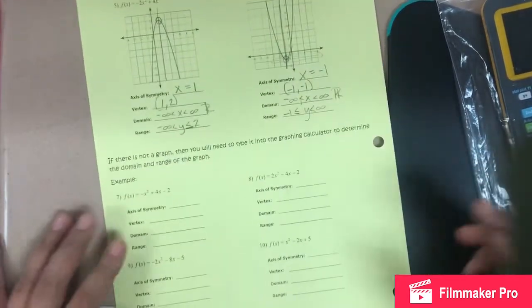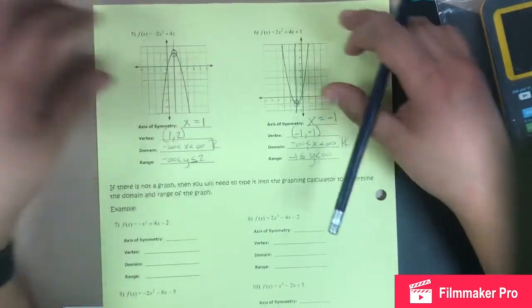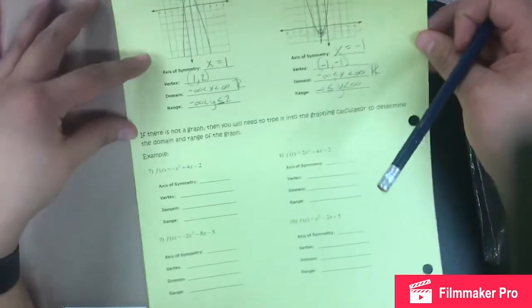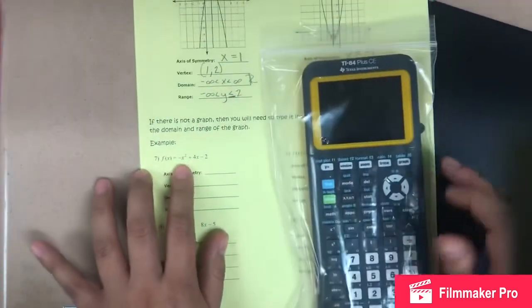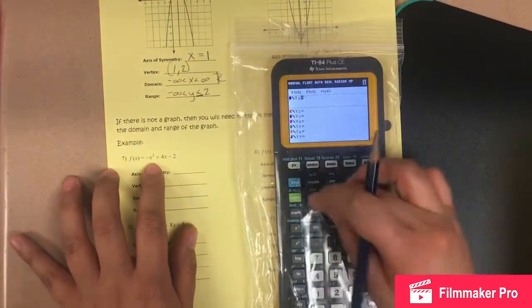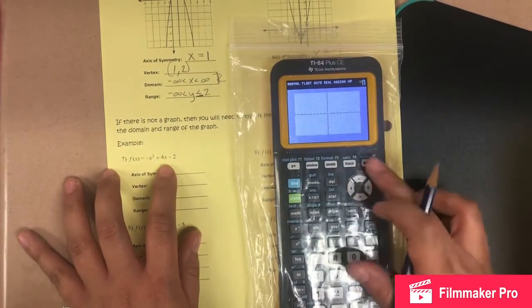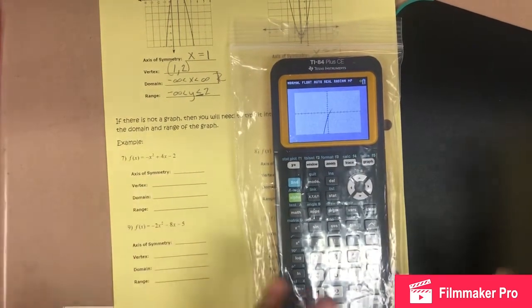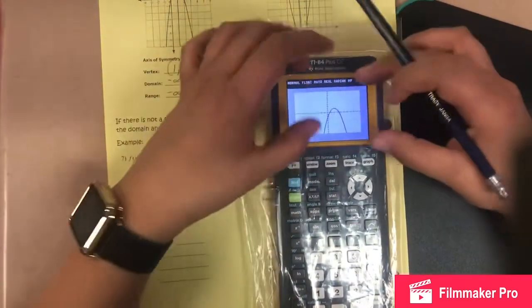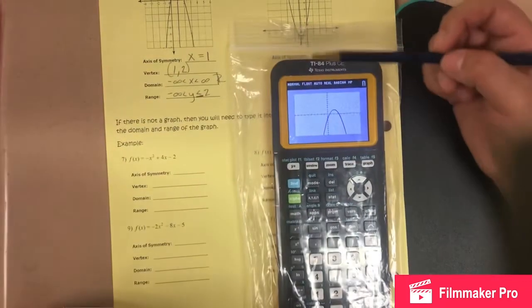All right, so what happens if I'm not given a visual representation of my graph? This is where we're going to use our calculator and determine all these values. So my equation for number 7, we're going to type it into y equals negative x squared plus 4x minus 2. You just hit graph, and you don't want to zoom out because then we won't be able to see the values very well. So imagine this is just on your piece of paper, and we're going to do the exact same thing, but you have to do it visually.